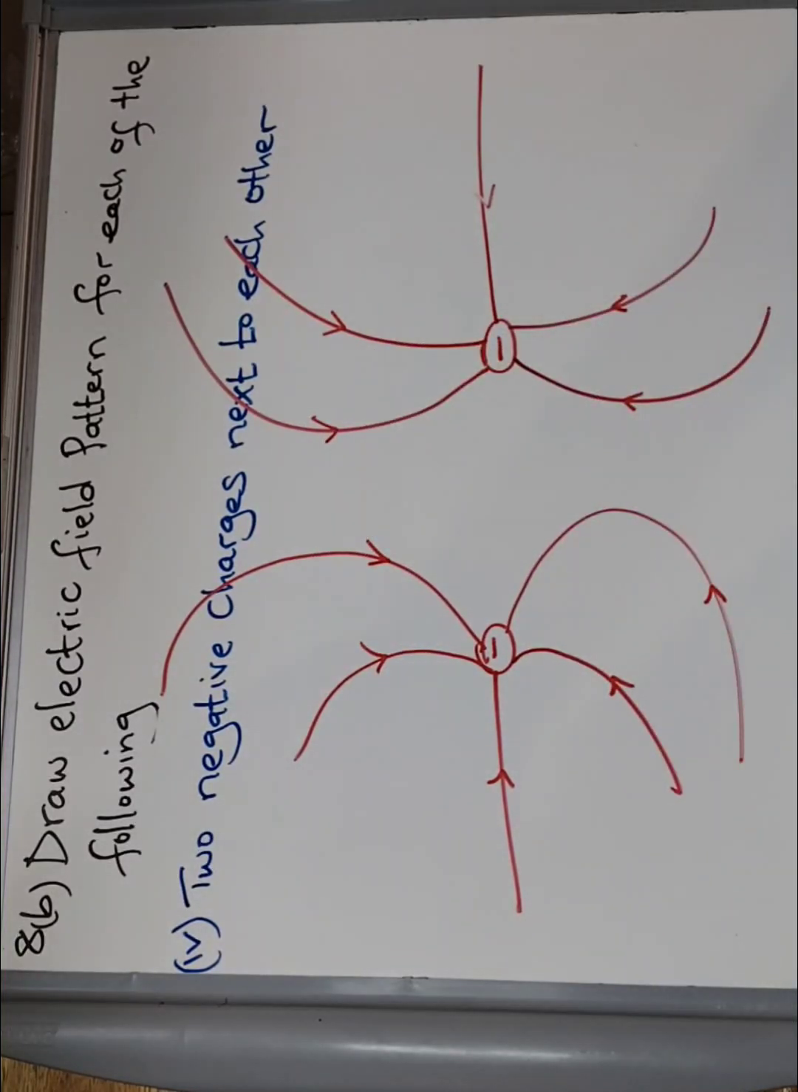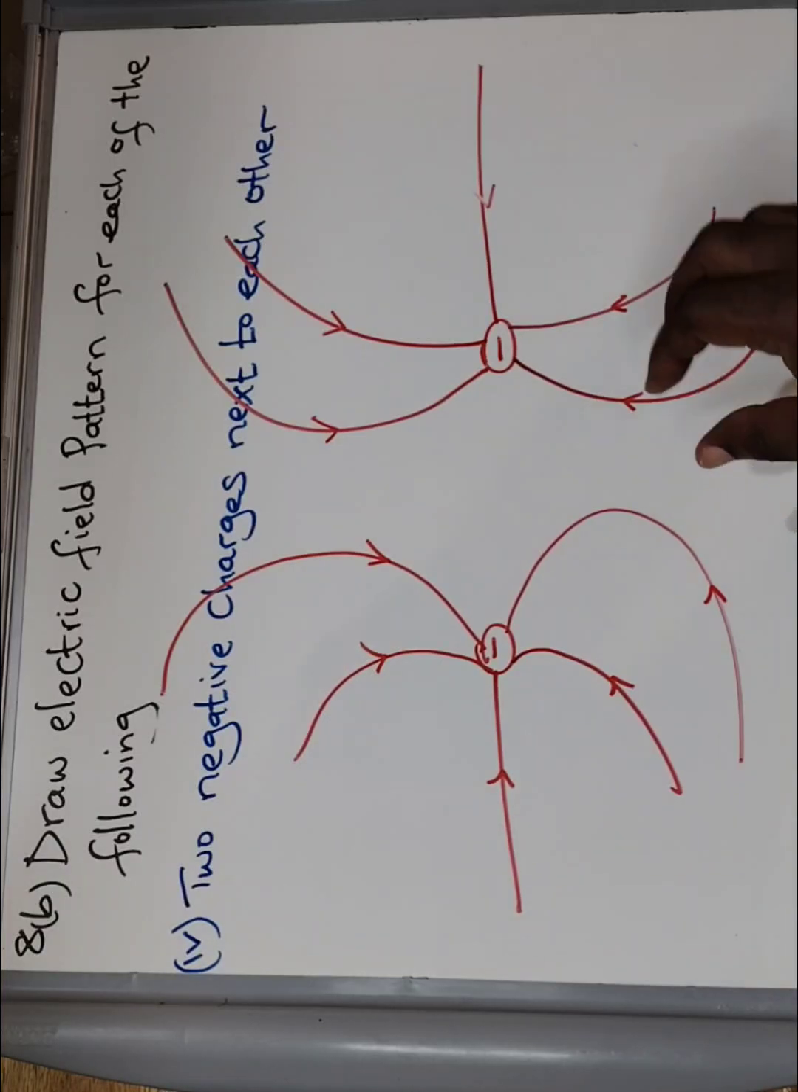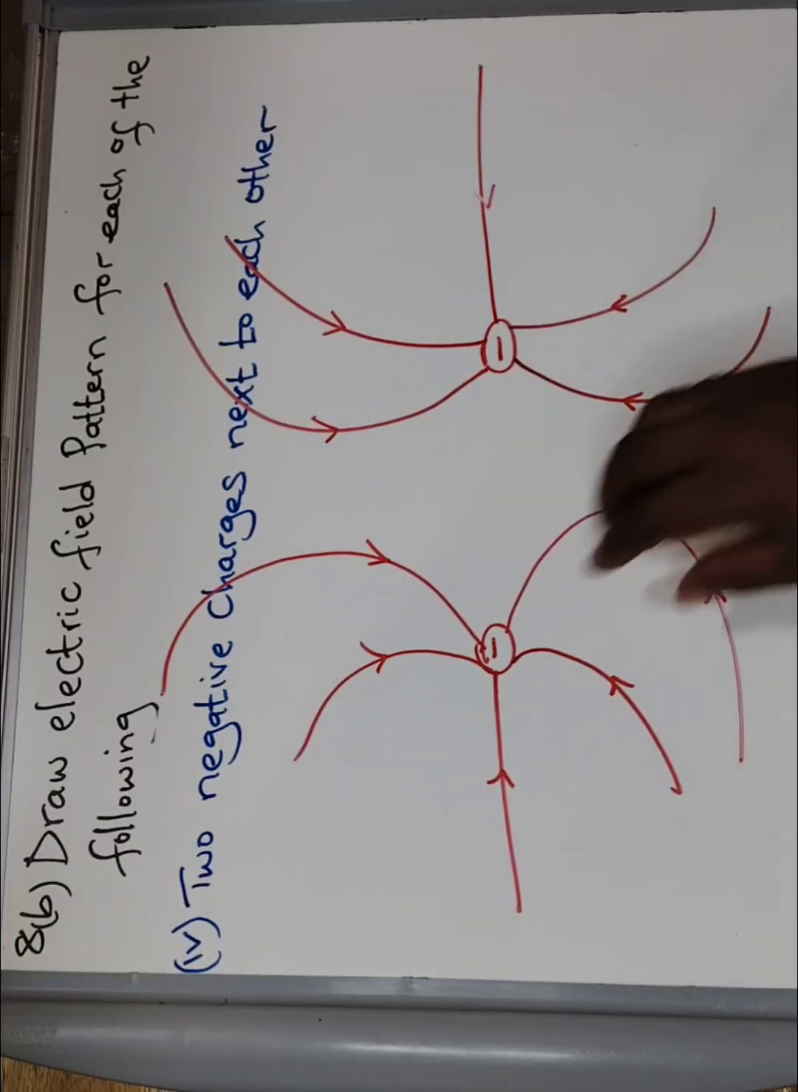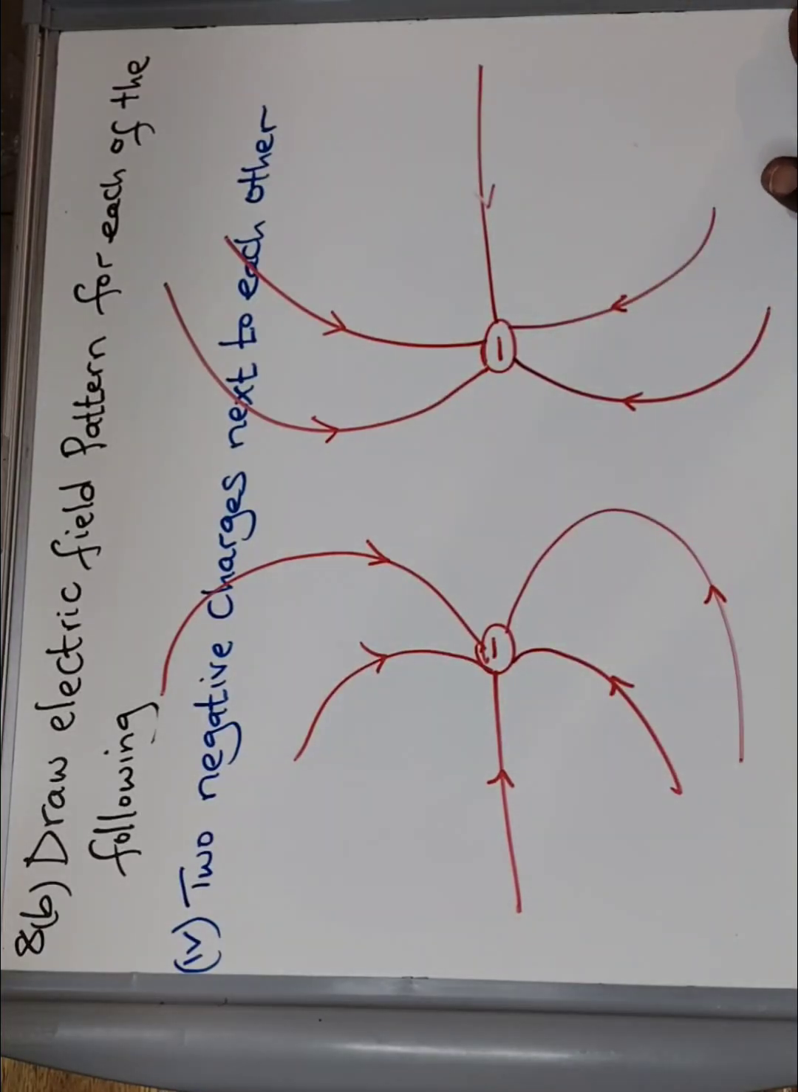So there we are. This is the electric field pattern showing two negative charges next to each other.